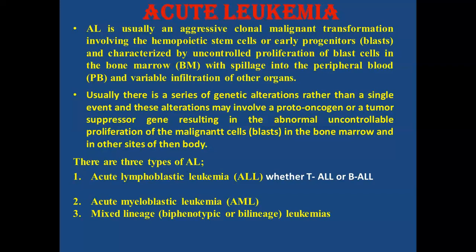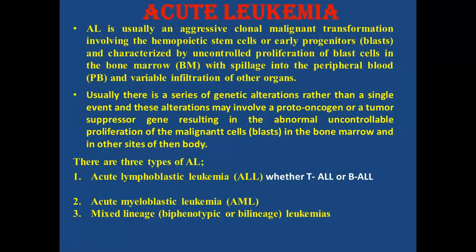When a tumor suppressor gene undergoes mutation or genetic alteration, as its name suggests, its function is to suppress the tumor activity, the malignant activity. When the mutation occurs, its activity subsides or is reduced. That's why it allows the proliferation and growth of the malignancy to continue more and more, resulting in the abnormal and uncontrollable proliferation of the malignant blast cells in the bone marrow and other sites of the body.